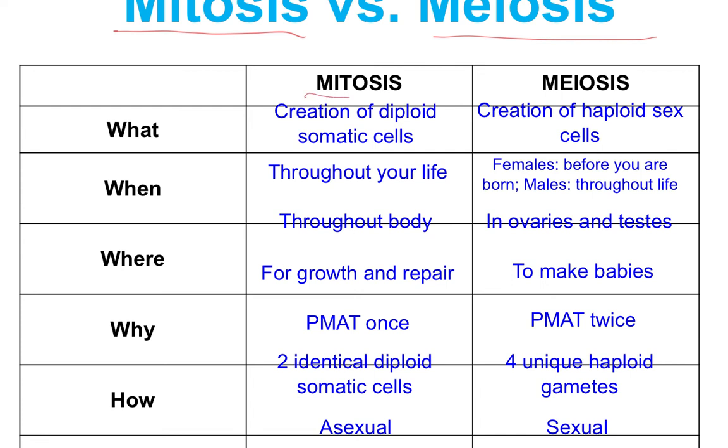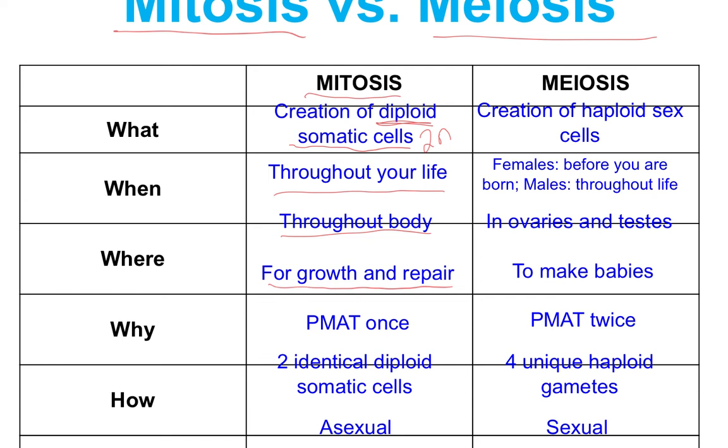So for mitosis, it's different in that we create these diploid cells, right? Diploid, 2N, every cell is a diploid cell. Those are usually somatic cells. Somatic cells are cells that just do like cell stuff, like nerve cells and blood cells and brain cells and eyeball cells. It happens all the time, like throughout your whole life. Like it starts right after fertilization and continues to happen throughout your life, throughout your entire body. And it happens for growth, repair, right? Increasing in size, repairing your skin.